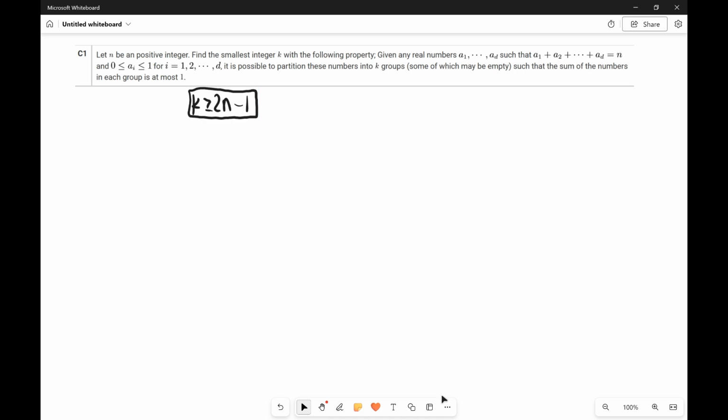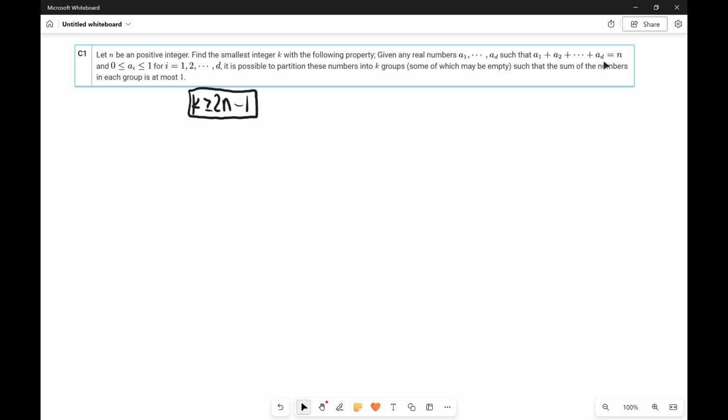Now that we have shown that k is greater than or equal to 2n minus 1, we are going to prove that we can always achieve this task when k is equal to 2n minus 1. So first of all, if d is less than or equal to 2n minus 1, the construction is clear. Just put each number in its own group and let the spare groups be empty, because d is less than or equal to k. So now our real focus is when d is greater than k.